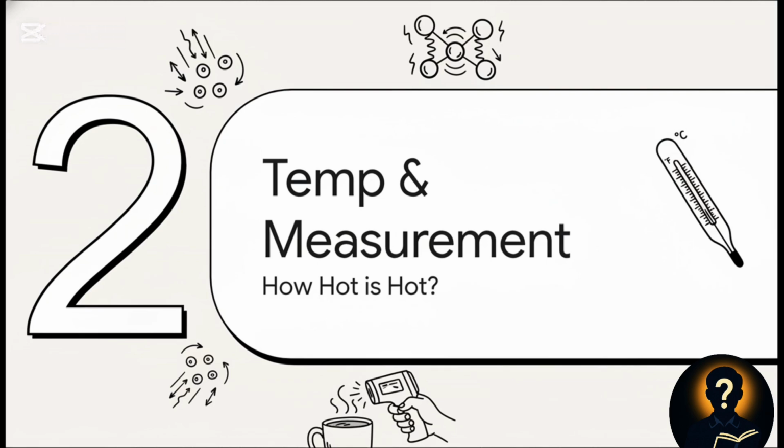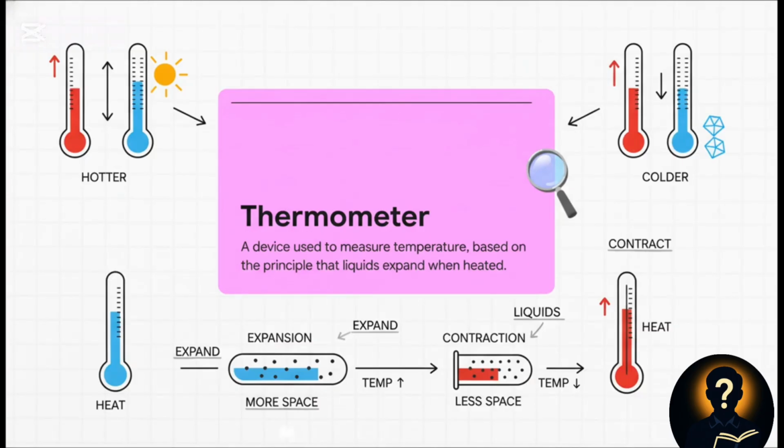Okay, moving on to temperature and measurement. We've talked about how temperature is this measure of hotness or coldness, but just saying something is kind of hot isn't going to cut it in physics, right? We need numbers. So how do we actually measure this stuff accurately? Well, we use a thermometer, of course. And how does it work? It's based on a really simple idea.